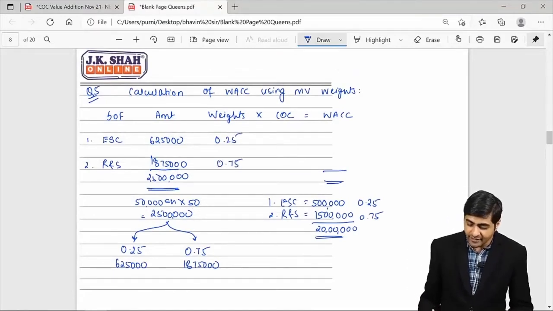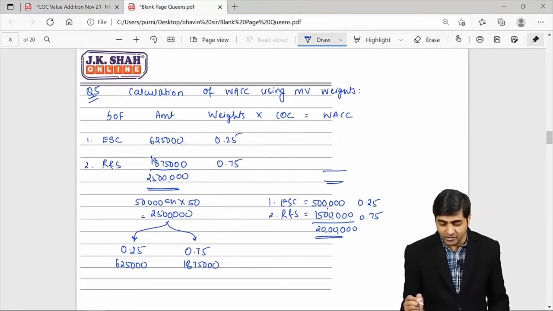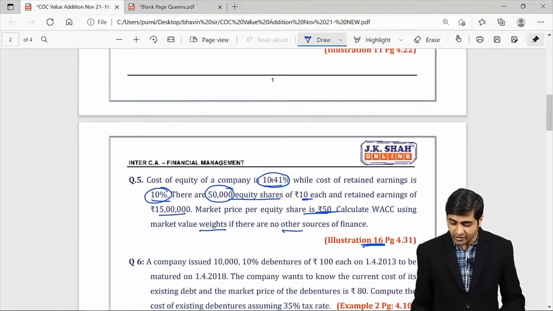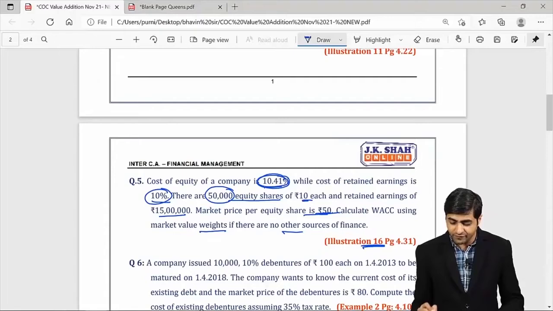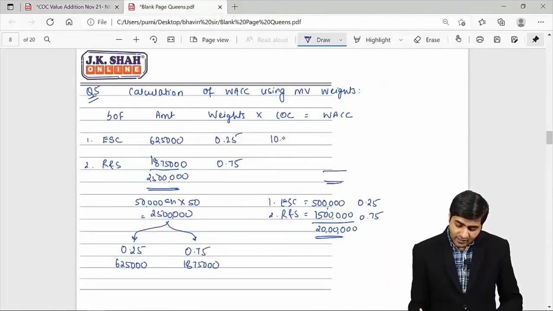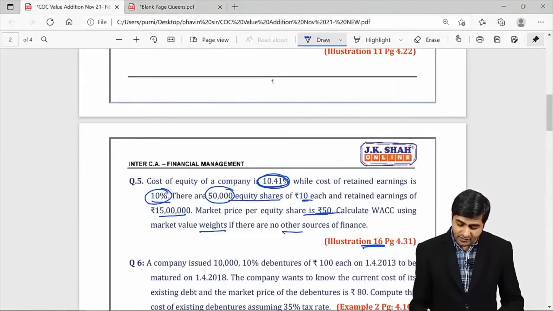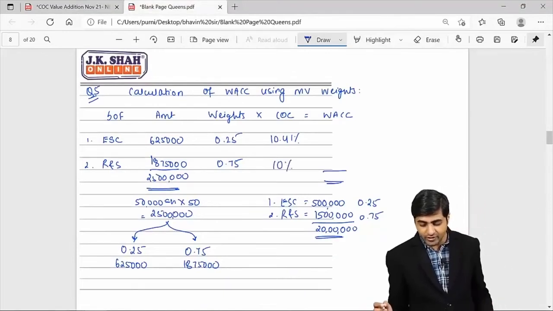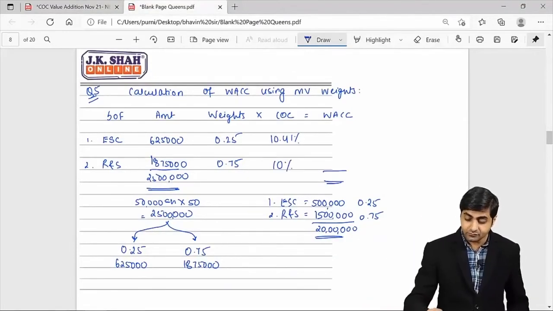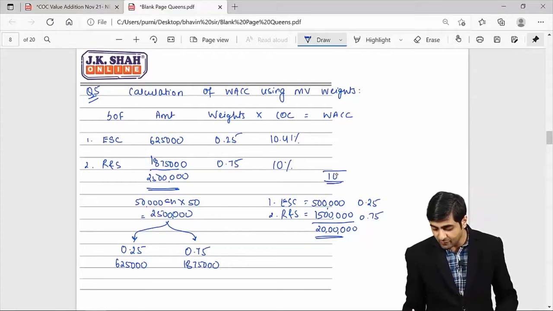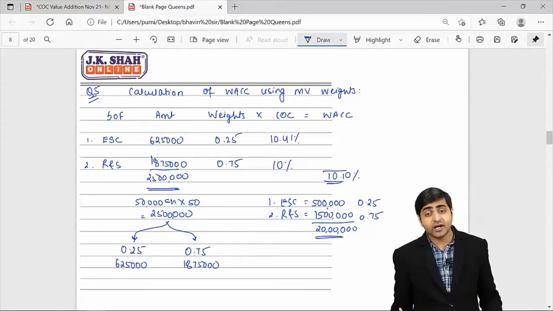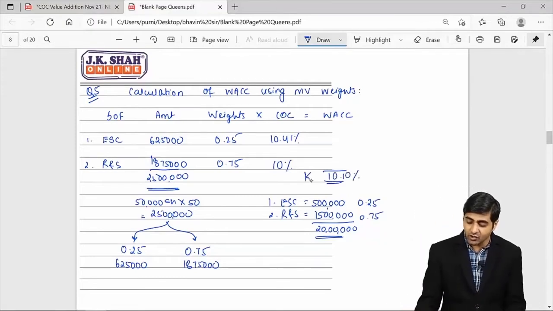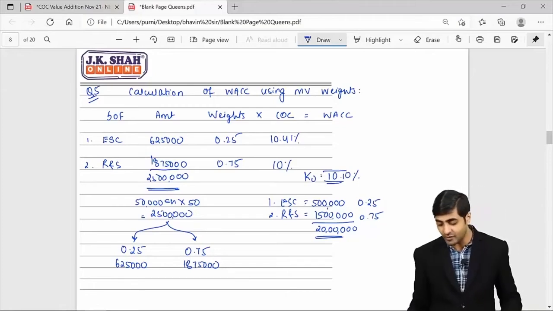Okay. And guys, we have the KE available. What is your KE? You can check your KE is nothing but your 10.41%. And guys, your KR is nothing but 10%. So now you are in the position to calculate your WACC. So this will be 10.10%. So guys, 10.10%, that's your overall cost using your market value weights.